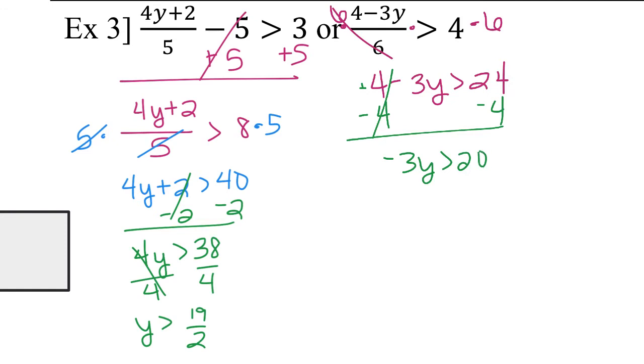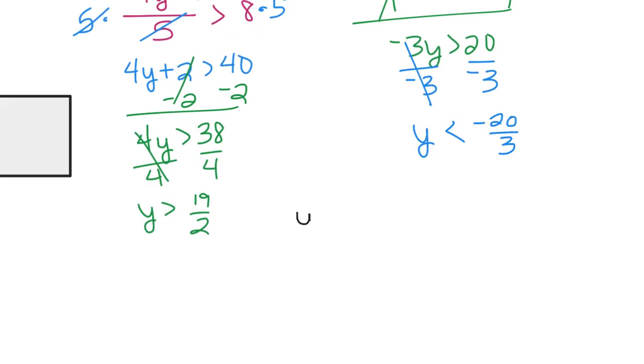And then I need to undo the negative 3, so I'm going to divide. Since I'm dividing by a negative, that means my inequality flips, and negative 20 over 3 does not simplify. So algebraically, my solution set is y greater than 19 over 2, or y less than negative 20 over 3.